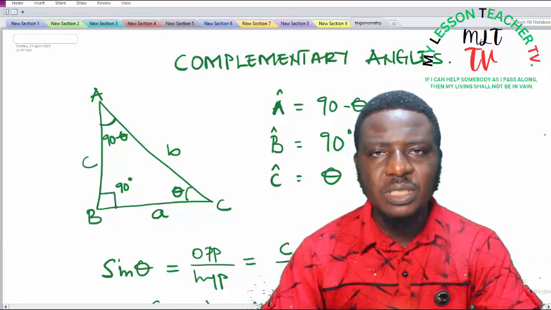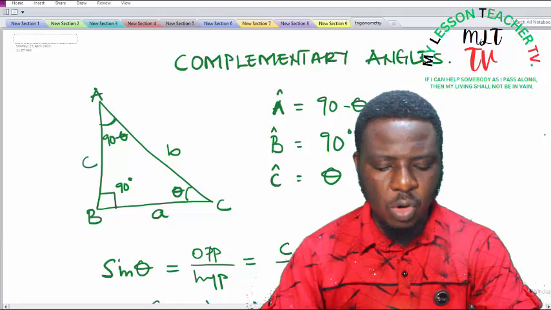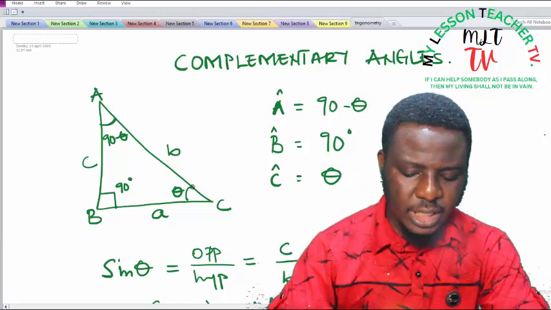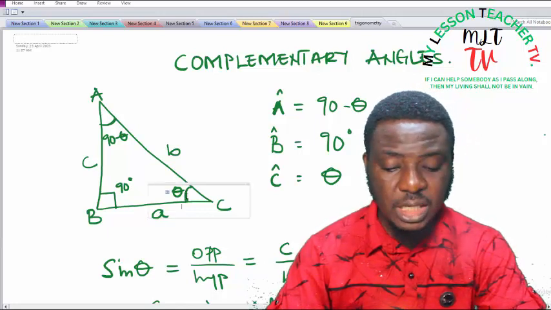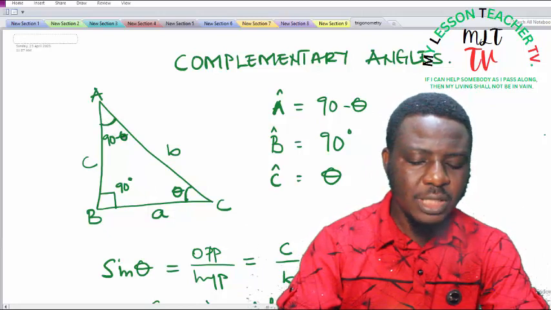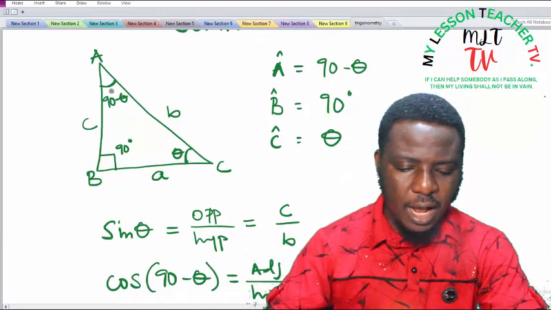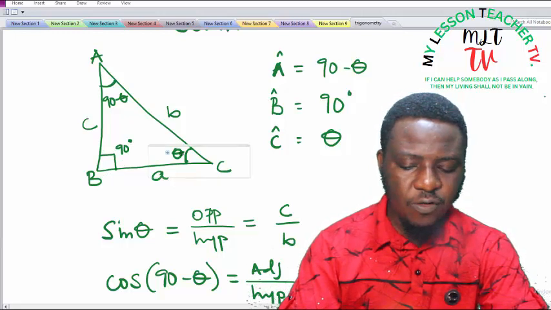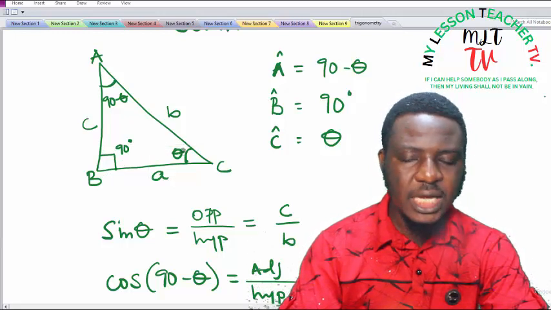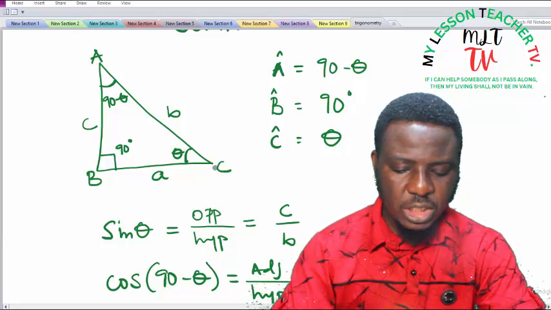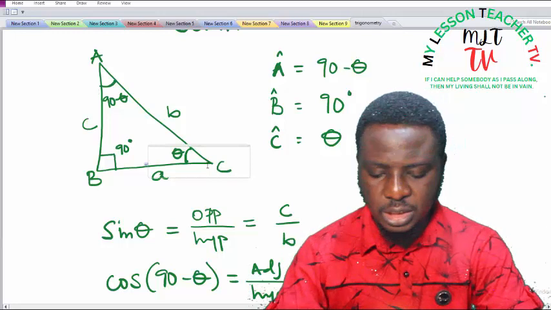I was able to demonstrate that using a right angle triangle, where I gave an illustration of triangle ABC, where we said angle C is theta degrees. That automatically means that angle A is equal to 90 minus theta. For triangle ABC being a right angle triangle, if angle B is already 90 degrees, it therefore means that the sum of angle C and angle A will give us 90 degrees. And we said if angle C is theta, definitely angle A is 90 minus theta.